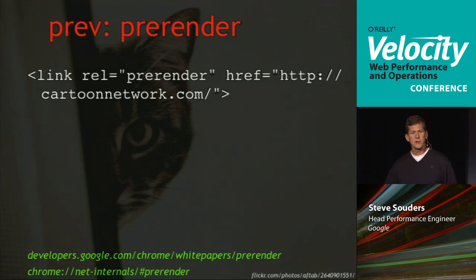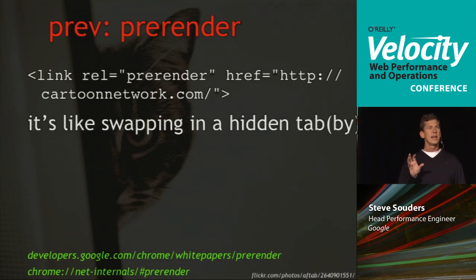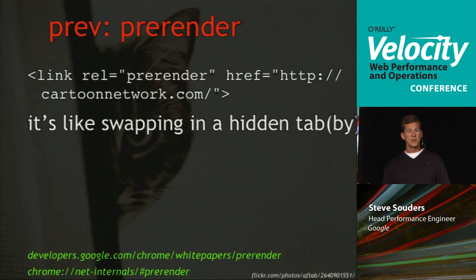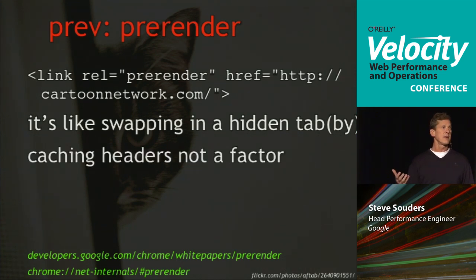And this is the third of the three link rels that I wanted to talk about, link rel pre-render. Here you put the URL of the website that you think the user is going to go to next. You can think about it as if this is being loaded in a separate, hidden tab. So that URL is being loaded, and the caching headers aren't really a factor.